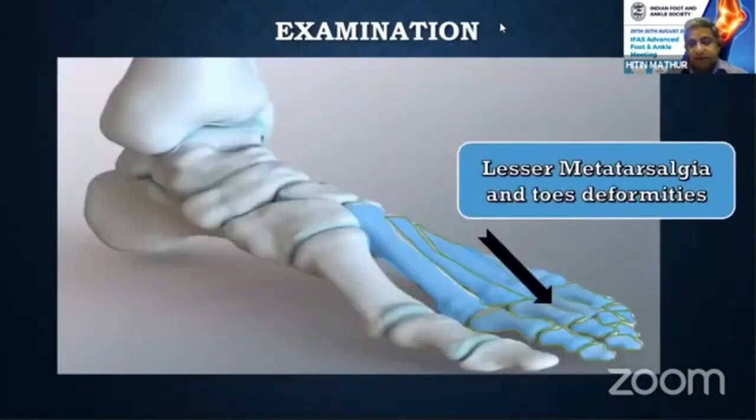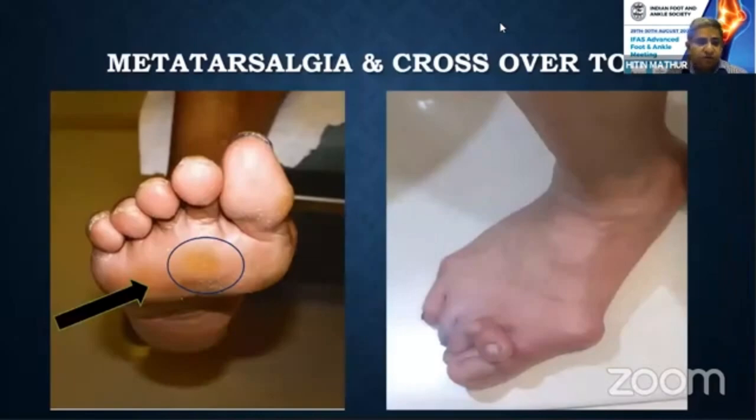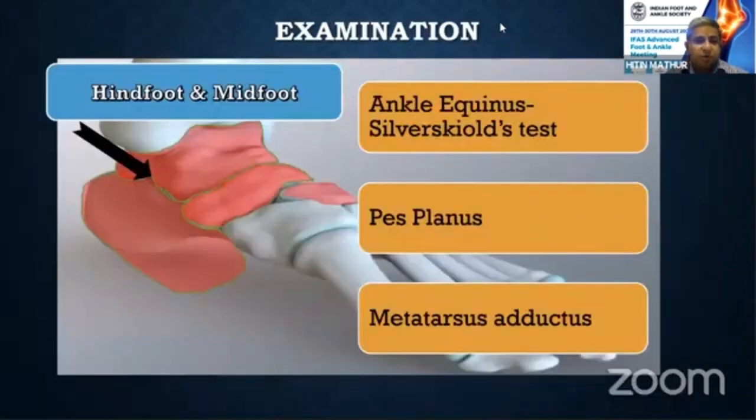As far as the lateral metatarsals are concerned, you should look for signs of metatarsalgia, which will have a bunion or a callus on the 2nd or the 3rd metatarsal heads, or you should also look for other toe deformities like a cross-forward toe.